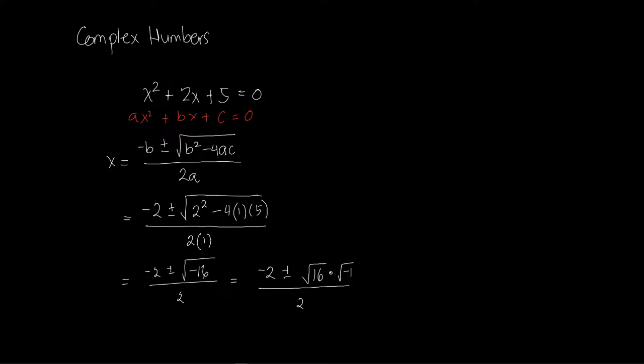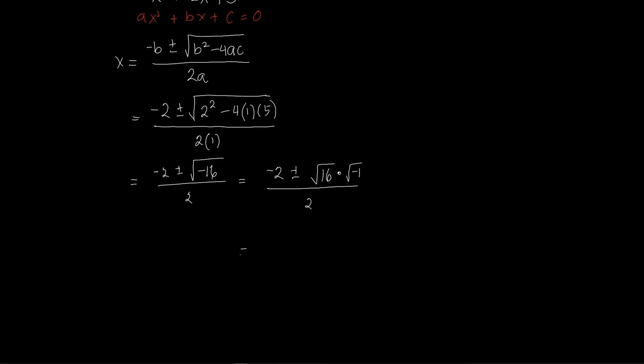But for the square root of negative 1, we have no good answer. If you look for any number that when squared gives negative 1, there is none. So it does not exist among the real numbers. So what they did is express it as i, which we call imaginary. So we have negative 2 plus minus the square root of 16, that is 4, then the square root of negative 1 they express as i, all over 2.